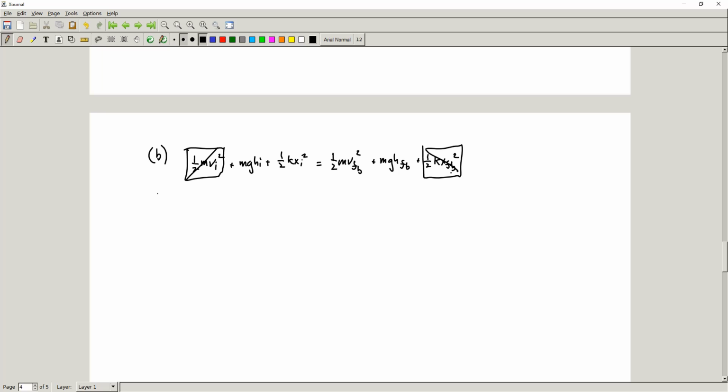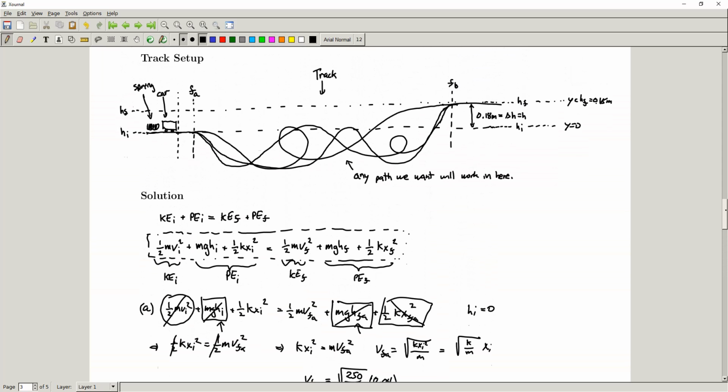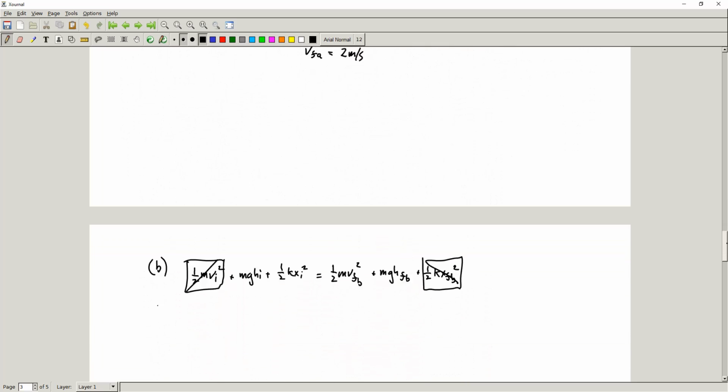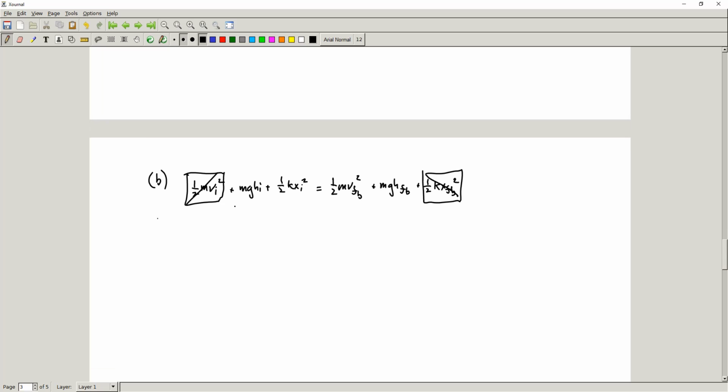But we do have a difference in elevation here, in height, from our initial start point to our final point B. So there is going to be some difference between this term and this term, so we can't just cancel those out. There's going to be some initial spring potential energy, and there is definitely going to be some final velocity, right? Some final kinetic energy involved here. And so that's all the simplification that we can do initially.